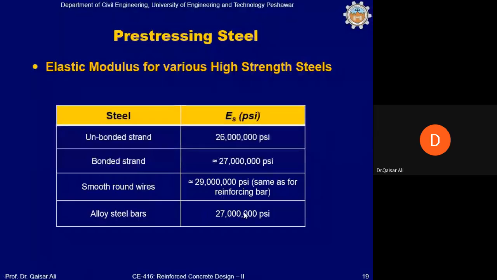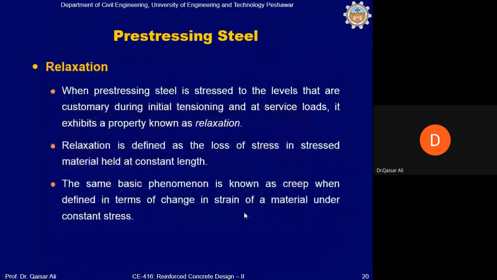Relaxation is a phenomenon which occurs in steel at constant stress, constant stretching. When pre-stressing steel is stressed to levels that are very common during initial tensioning and at service loads, it exhibits a property known as relaxation. Relaxation is defined as the loss of stress in stressed material held at constant length. The same basic phenomenon is known as creep when defined in terms of change in strain of material under constant stress. You know about creep.